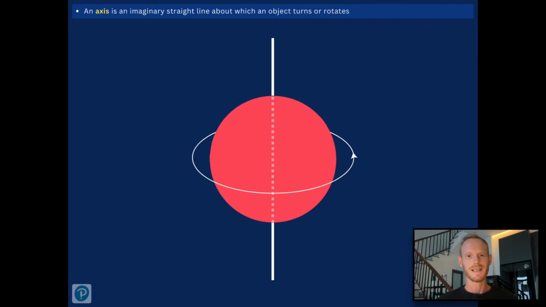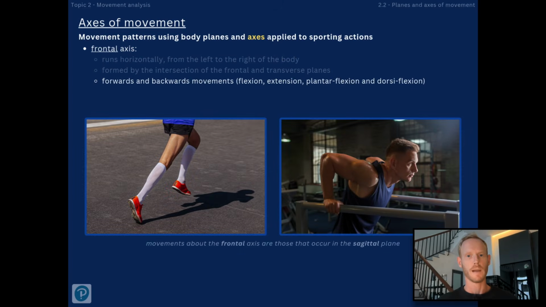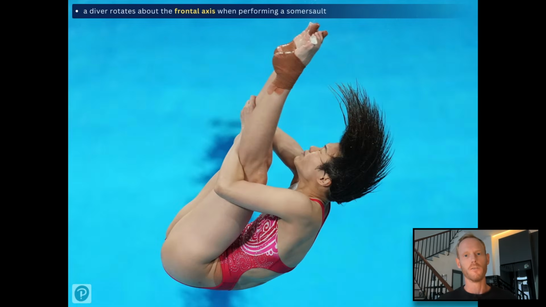An axis is an imaginary straight line about which an object turns or rotates. The frontal axis travels horizontally from left to right through the body and is formed by the intersection of the frontal and transverse planes. Movements about the frontal axis are those that occur in the sagittal plane, so flexion and extension, as well as the forwards or backwards rotation of the entire body when performing a somersault.